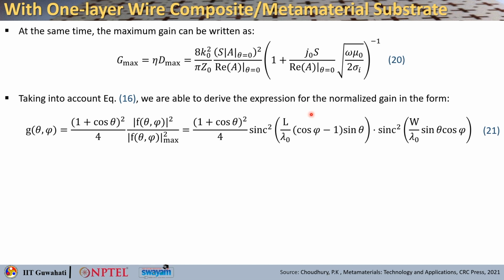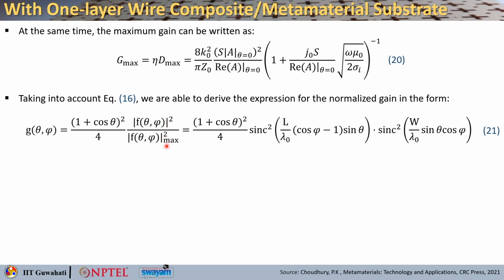derive the expression for the normalized gain in the form of G theta phi, which will be like this is the normalized. So, you are basically dividing it by the maximum radiation pattern. So, you see 1 plus cos theta whole square by 4 divided by this fraction, okay. So, that is modulus of f theta phi whole square divided by f theta phi max whole square.